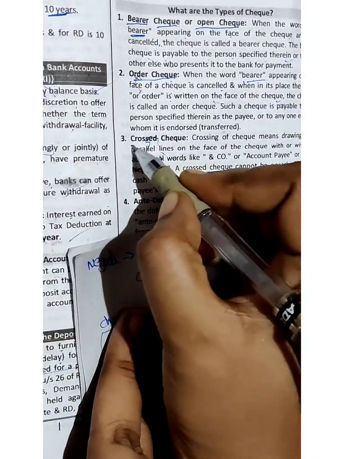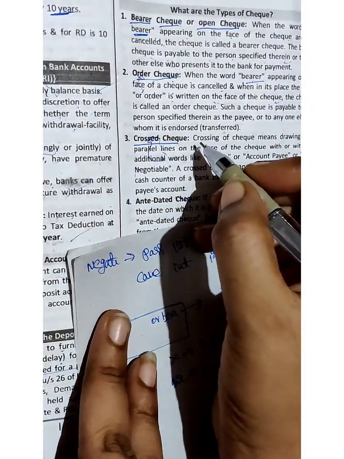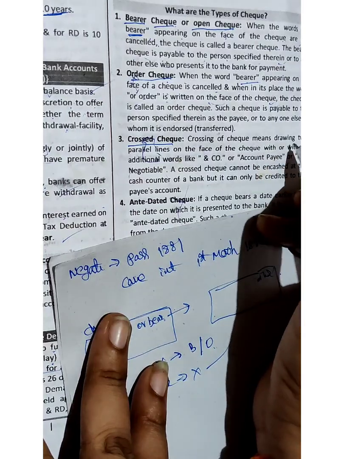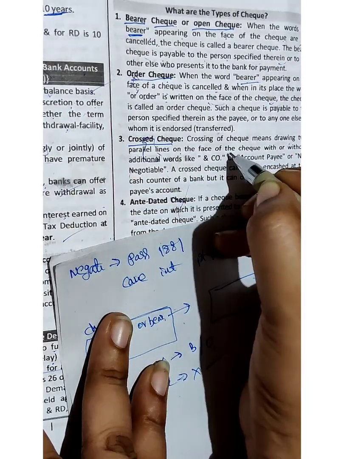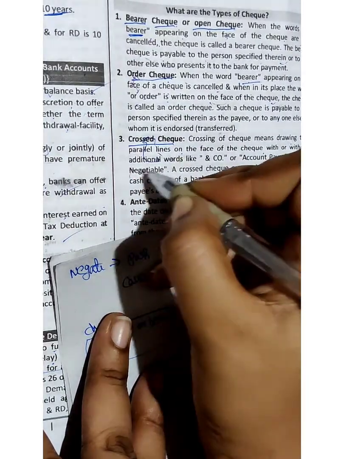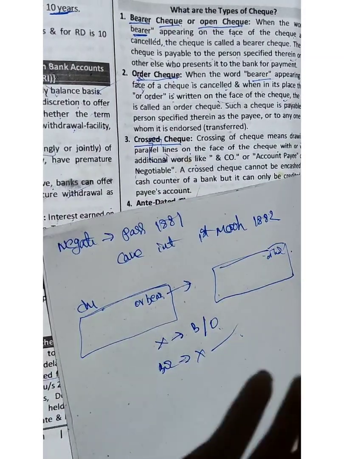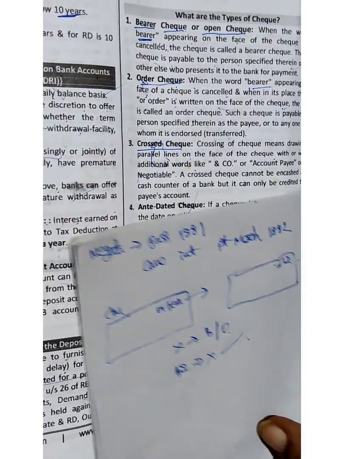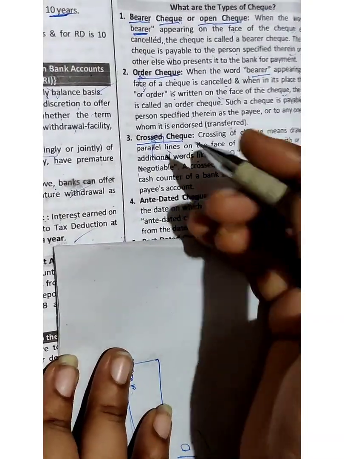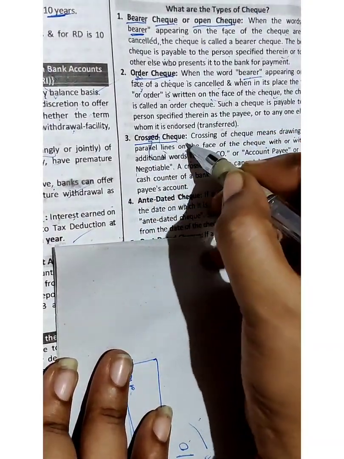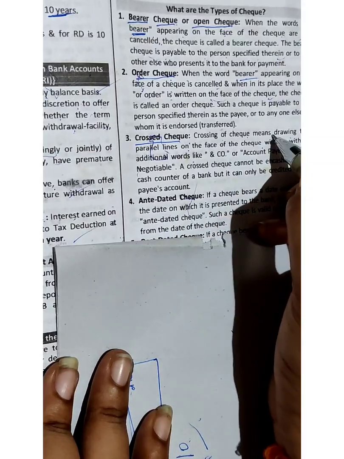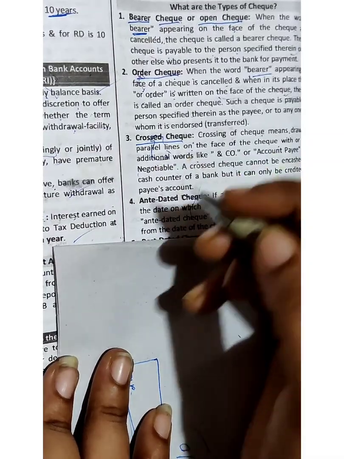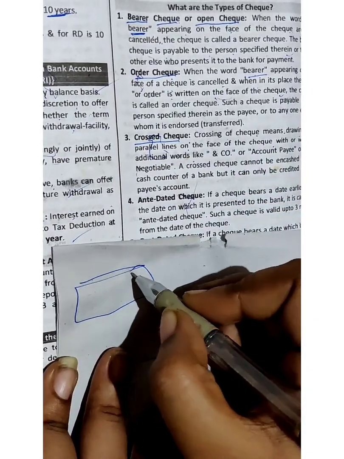Next one is the crossed cheque. What is the meaning of a crossed cheque? Crossing of a cheque means drawing two parallel lines on the face of a cheque, with or without additional words like '& Co.', 'account payee', or 'not negotiable'. This cheque is called a crossed cheque. So once again, a crossed cheque means drawing two parallel lines. So this is the cheque.